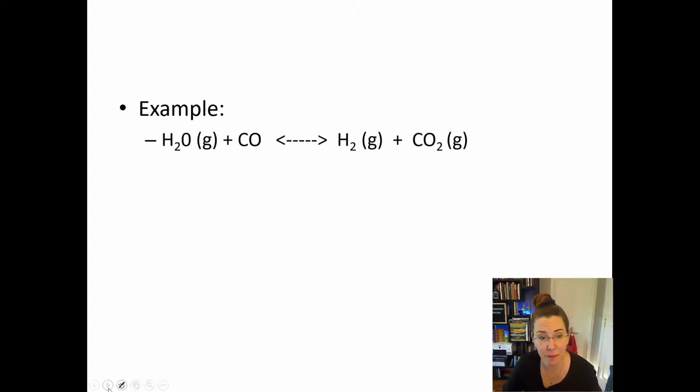So here's an example. If we have gaseous water reacting with carbon monoxide, we can have an equilibrium reaction where we are also producing hydrogen gas and carbon dioxide. Okay? Now we have forward and reverse arrows, or a double-ended arrow in this case, and the reason why we have this double-ended arrow is because the reaction goes both in the forward direction and in the reverse direction. It is a reversible reaction that can reach equilibrium.